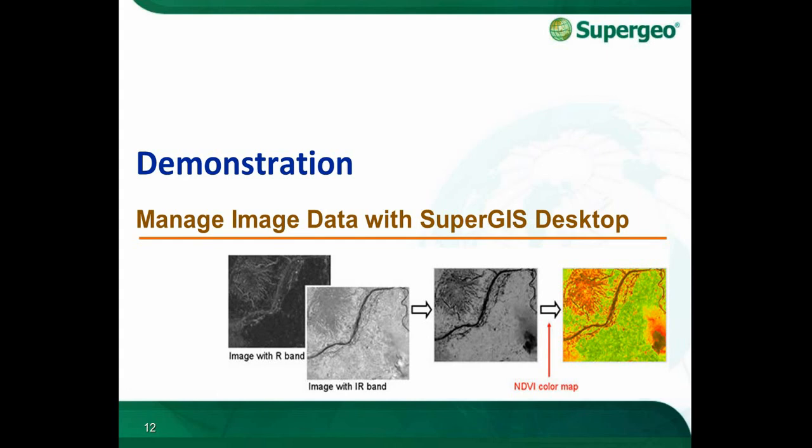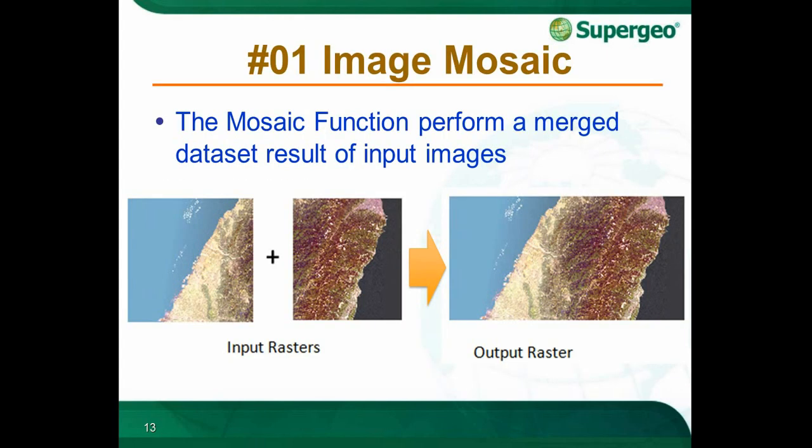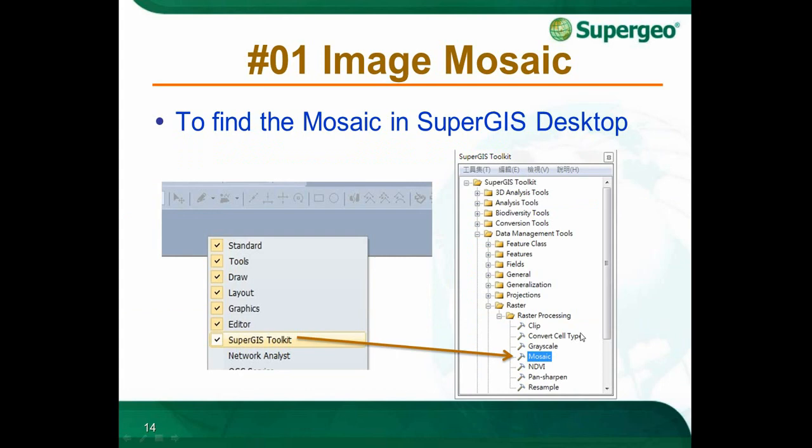We're going to talk about each of the different functions to manage image data within SuperGIS Desktop. There will be three big demonstration parts we're going to show you, and the first is the image mosaic. The mosaic function performs a merge of the input images: if we input two different parts of an image, using the mosaic function we can merge them into an output raster, which will be shown in the demonstration.